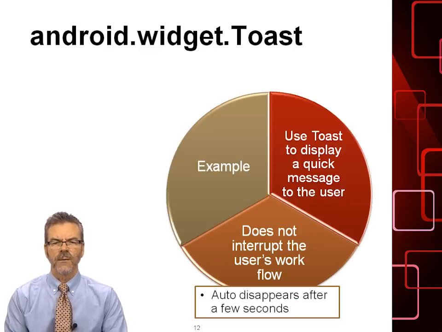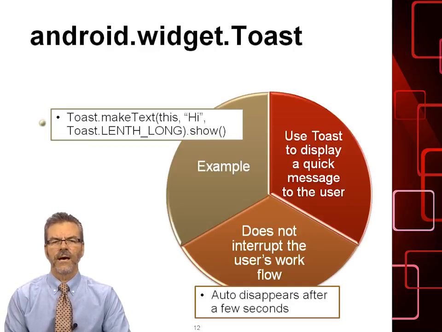And as an example, imagine you had code like this that said Toast.makeText. And when you say makeText, we would give it a this, which means for this activity. We would give it a message. We would give it a length to stay around, which in this case would say Toast.LENGTH. And then finally we would call a method on that called show. So the idea is show this toast, and it would then appear on the screen.